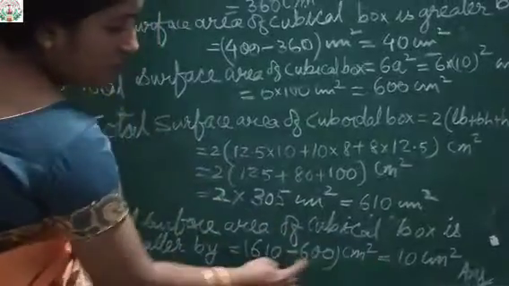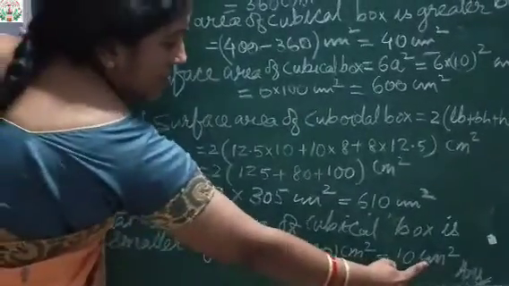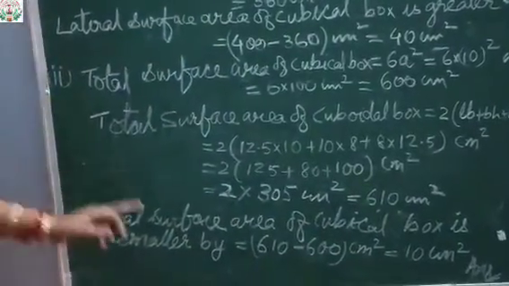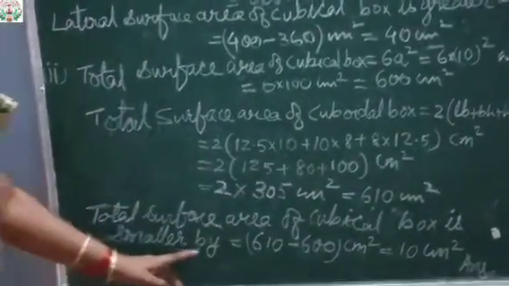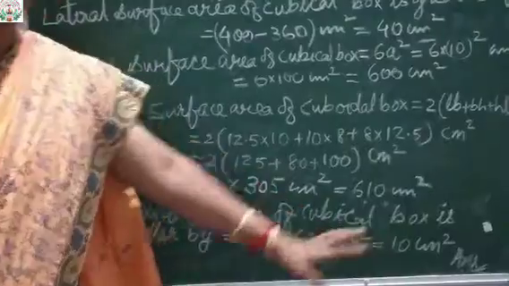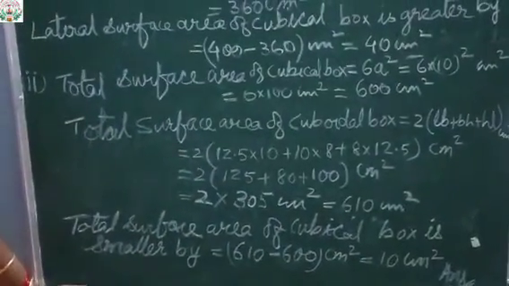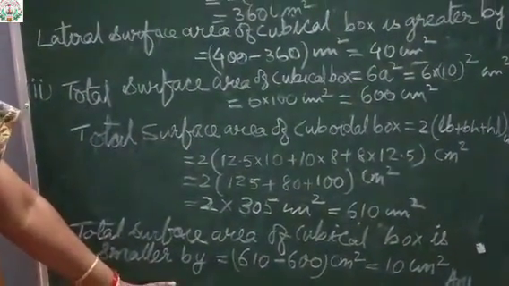So on subtraction of these two we will get 10 cm square. So your total surface area of the cubical box is smaller by 10 cm square than the cuboidal box. So this is the answer.